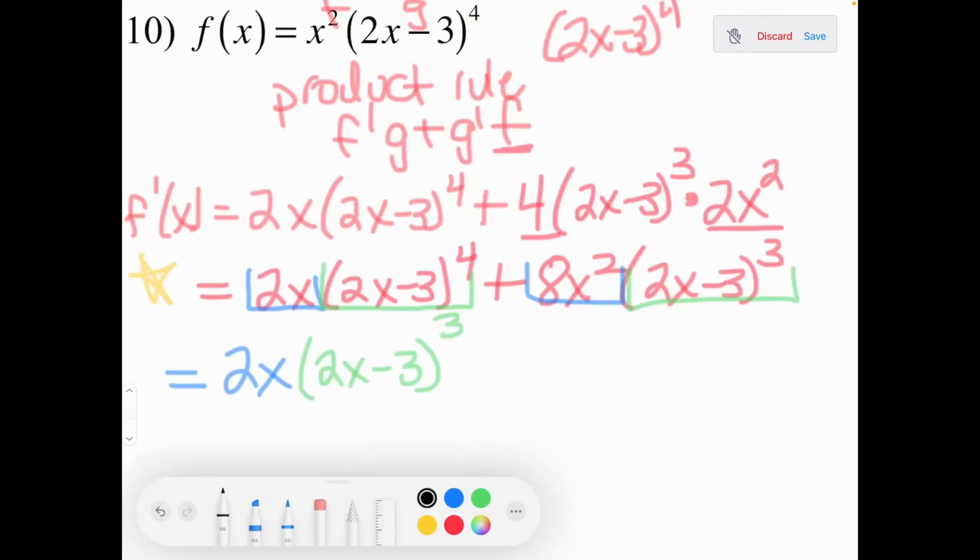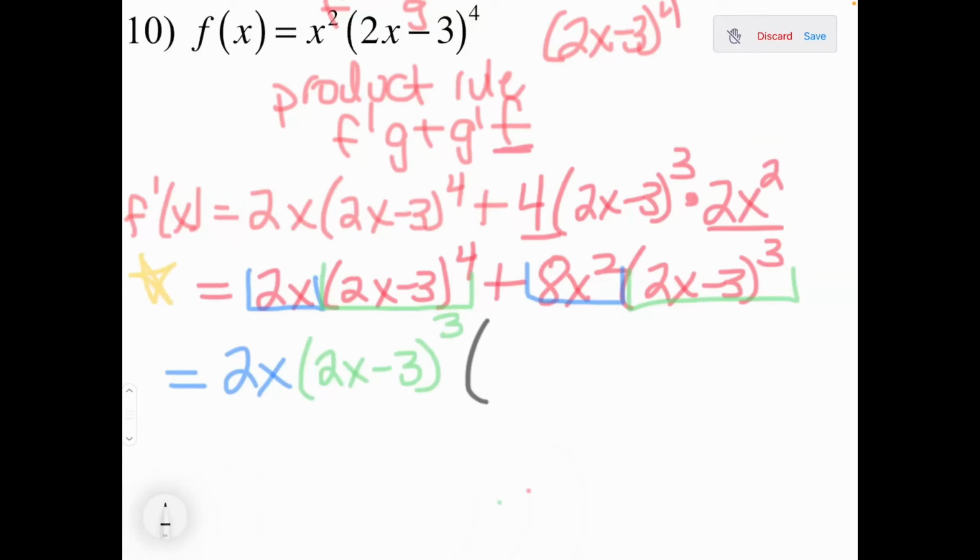And once we factor that out, we've got to talk about what would be left over. So we're going to take the 2x and divide it by the 2x. We're left with a 1. And we're going to take the 2x minus 3 to the 4th power, and we're going to take 3 factors of that away. So there's going to be 1 factor left over.